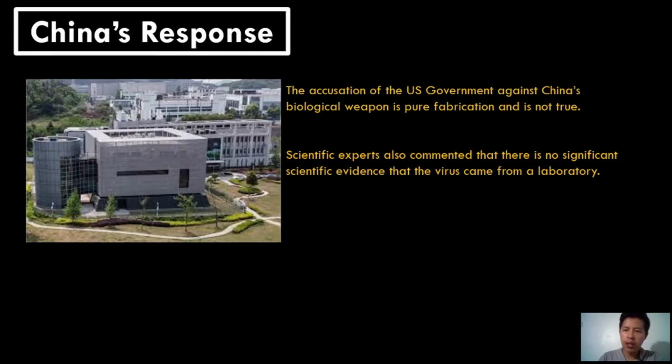The accusation of the United States government against China about a biological weapon is pure fabrication and is not true. That is according to the Chinese response, even adding that scientific experts also commented that there is no significant scientific evidence that the virus came from a laboratory. Instead, it came from a wet market in Wuhan, China, wherein there was an animal-to-human transmission of the virus that eventually spread to the entire Wuhan city.